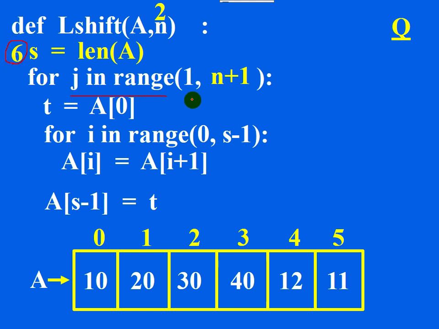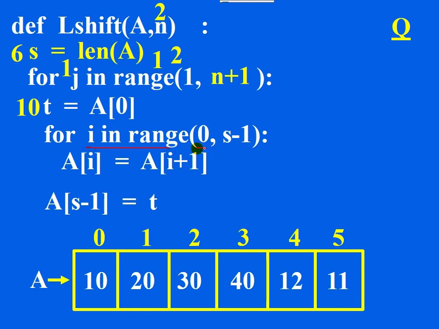Now for J in range 1 comma n plus 1, n is 2, so 2 plus 1 is 3, range 1 comma 3. The range function returns all the integers starting with 1 ending with 3 minus 1, 2, so here you get 1 and 2. J takes the first integer in the range, that is 1, so your variable J contains 1. Now this piece of code will shift all the elements by 1 position to the left. Okay, so A of 0, now it is 10. So your variable T contains 10.